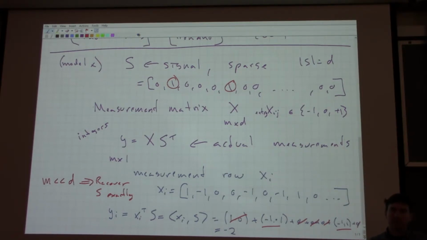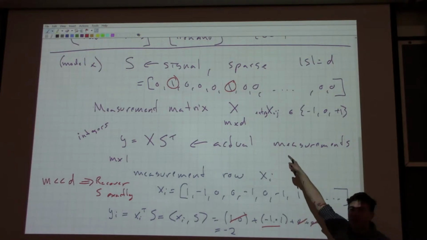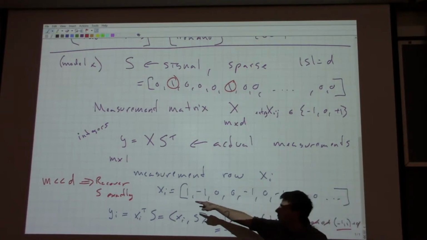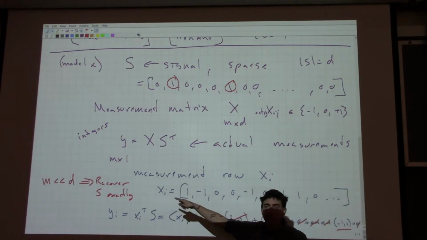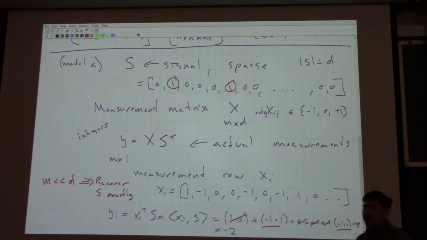Okay? And then I could exactly recover S by doing this. Does that make sense? But I'm going to use a number of measurements much less than D, much less than the number of bits. And because I'm going to assume that it's sparse, I'm going to be able to recover it.